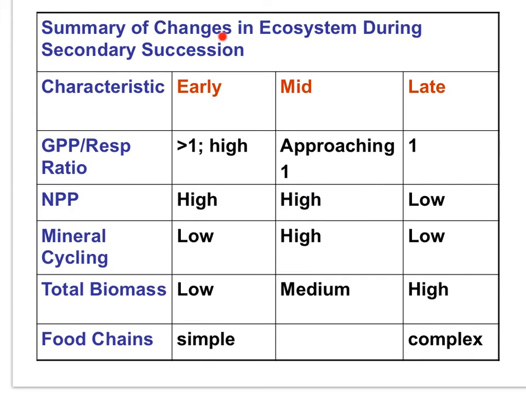Here is a summary of changes in the ecosystem during secondary succession. Let's start at the bottom of the table. Food chains from simple to complex. Total biomass from low to high. Mineral cycling, low to high to low. NPP, high to low. Remember, we think of NPP as being high early in succession. The GPP respiration ratio is high early in succession, declining as it approaches 1 and then reaching 1. This is where NPP is 0.